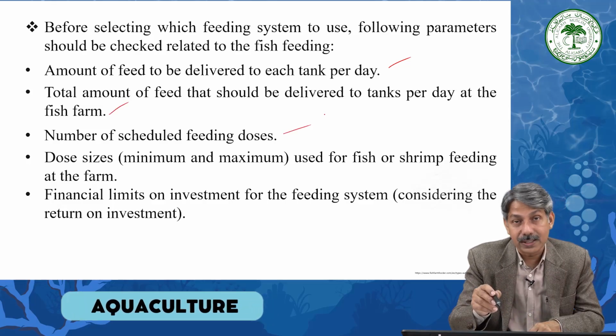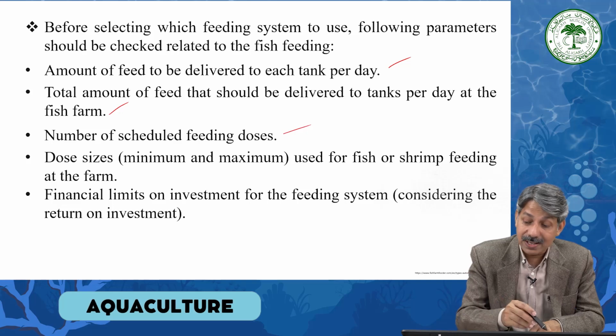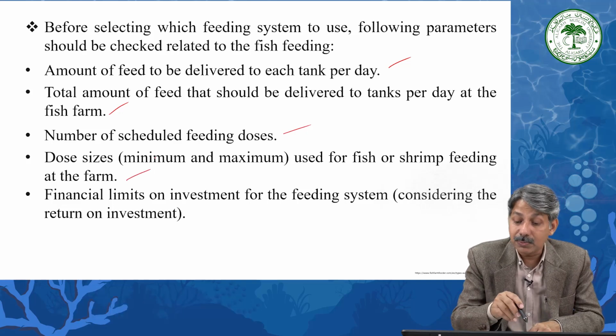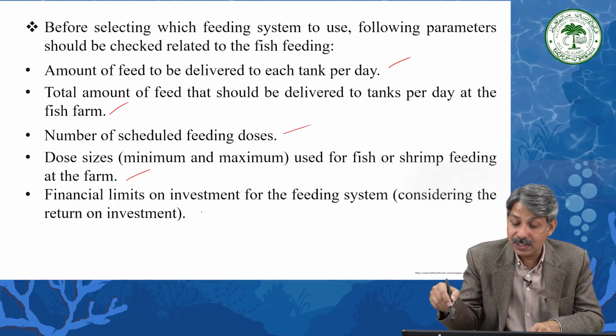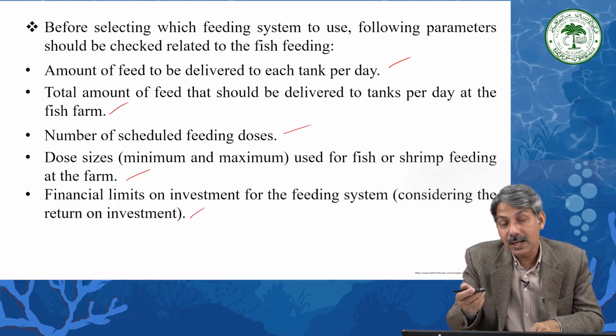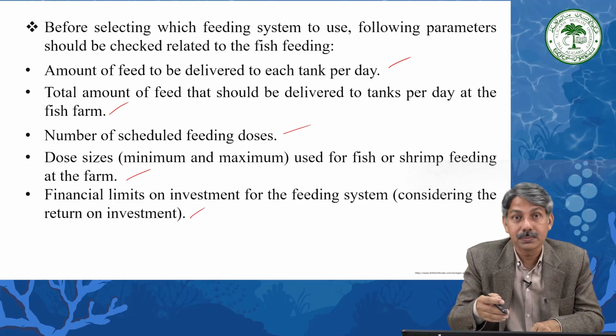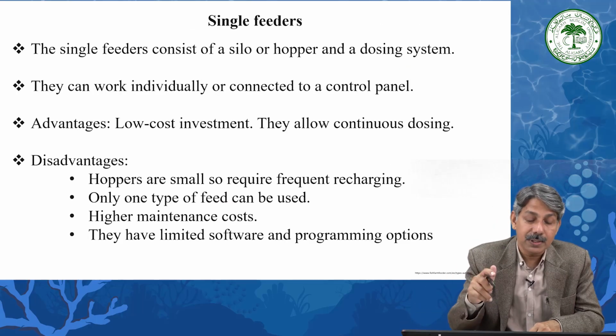Number of scheduled feeding doses. Dose sizes, minimum and maximum used for fish and shrimp feeding, whatever you are doing. Financial limits on investment for the feeding system. Depending on that also, you will have to choose the appropriate type of feeder.